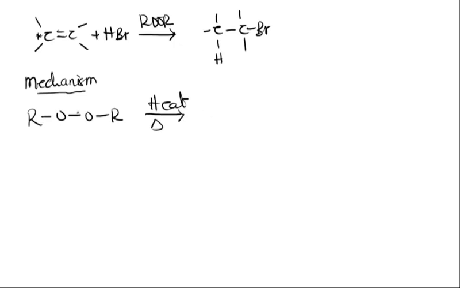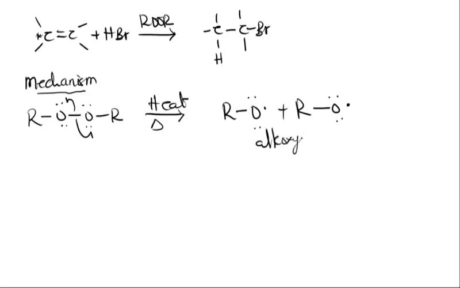So it means this peroxide over here will undergo homolytic cleavage to produce alkoxy radicals. So it will produce this, with one electron from the bond over here, and then another one with one electron. So this is what we get, and this is what we call the alkoxy radical.